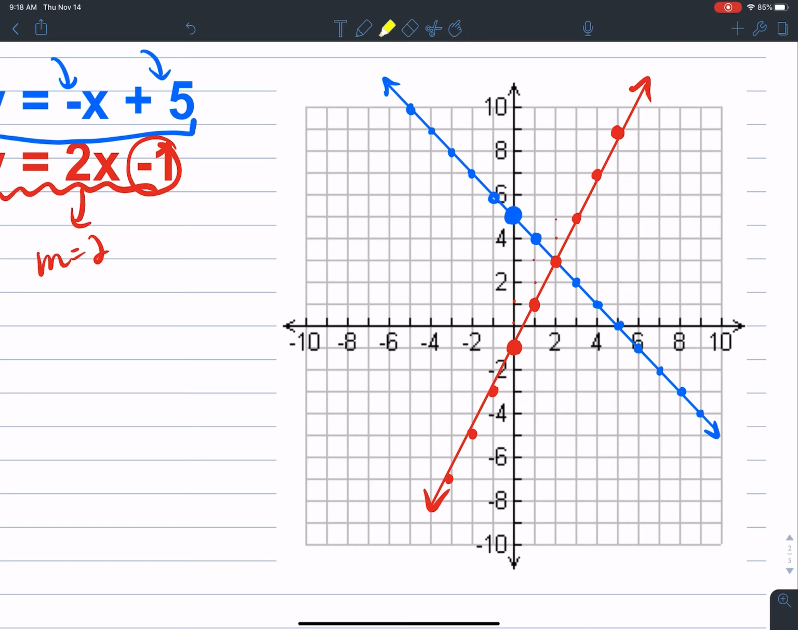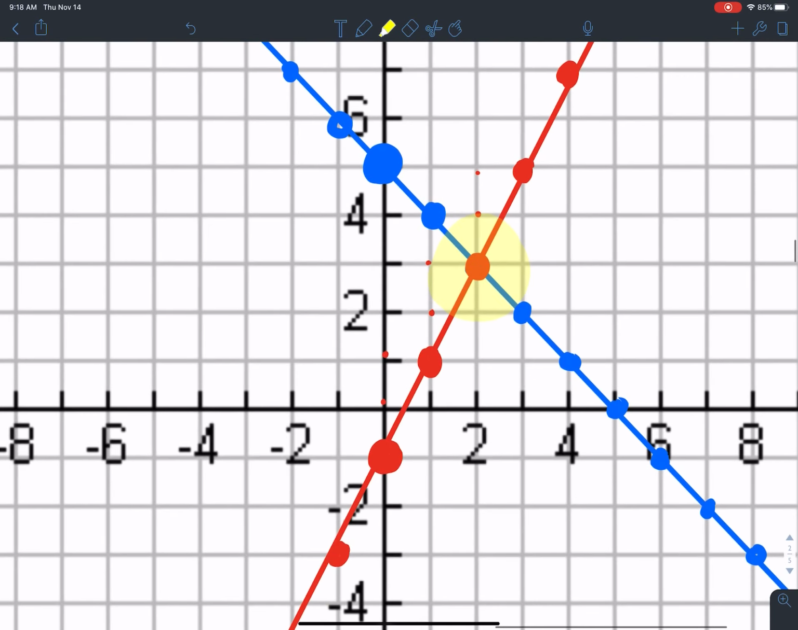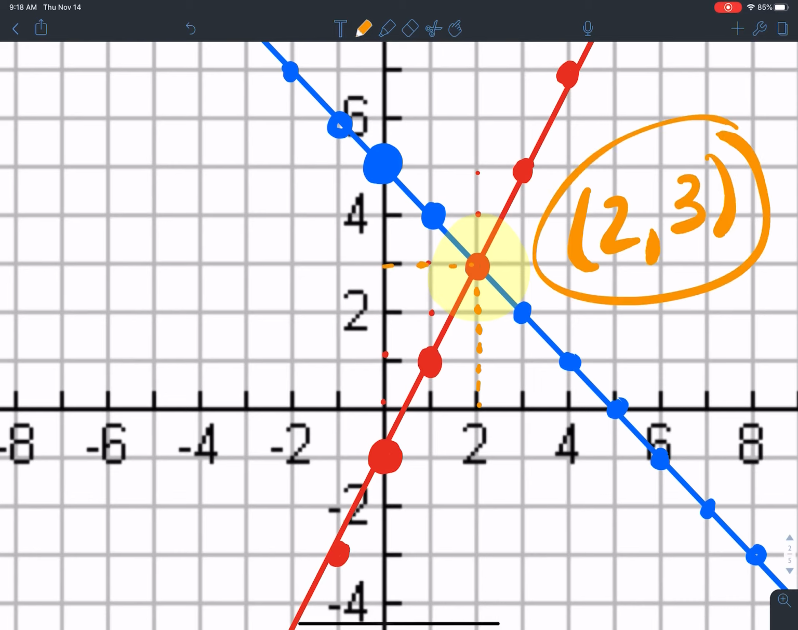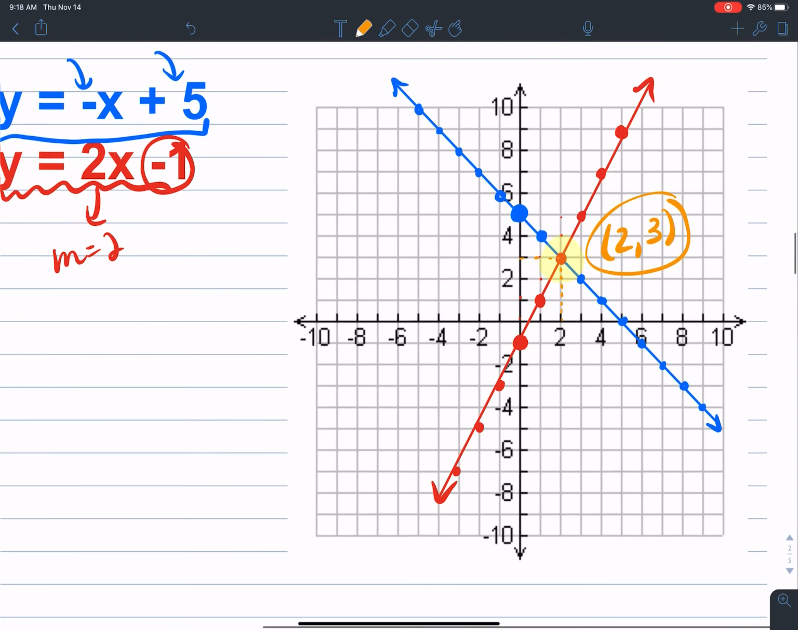I can see that I have a point of intersection right here. That point is on both of the lines. It's on the red line and it's on the blue line. So I can see where it is. So its coordinates, the x value is 2, the y value was 3. So I think this is our solution. The coordinates of x was 2, the value of y was 3.